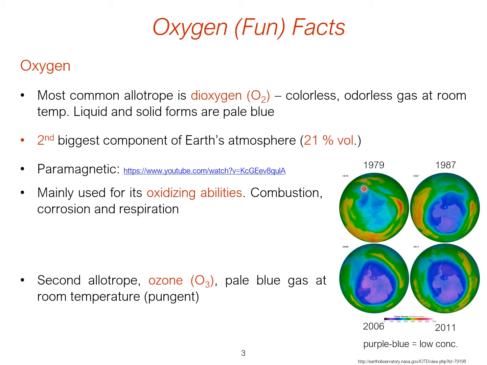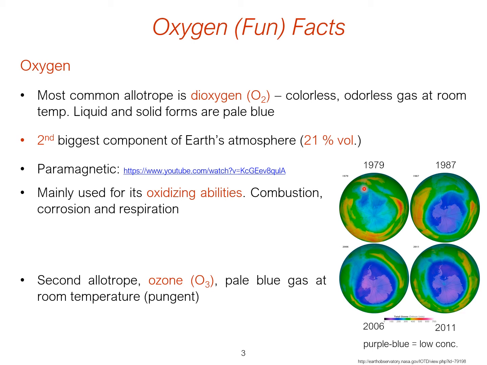So oxygen is usually used for its oxidizing abilities. It's combustion, corrosion, respiration. These are all reactions that rely on oxygen oxidizing things. It also has a second allotrope called ozone, which is O3, and this is a pale blue gas at room temperature, and you can smell it. And it's also quite important. I'll go into this more in one of the revision videos where I said I'd put some of the chemistry in a more real-world context.